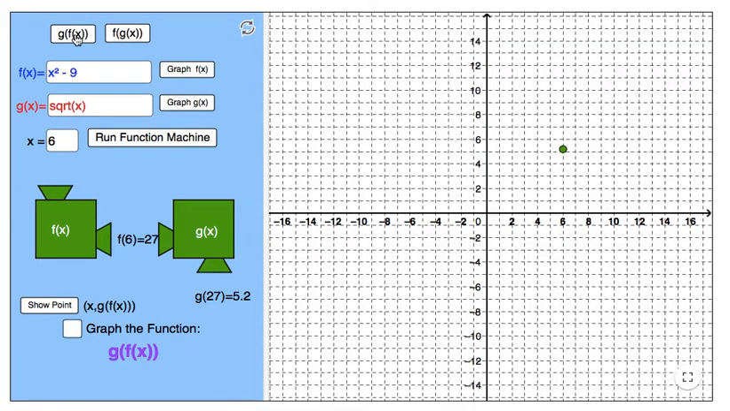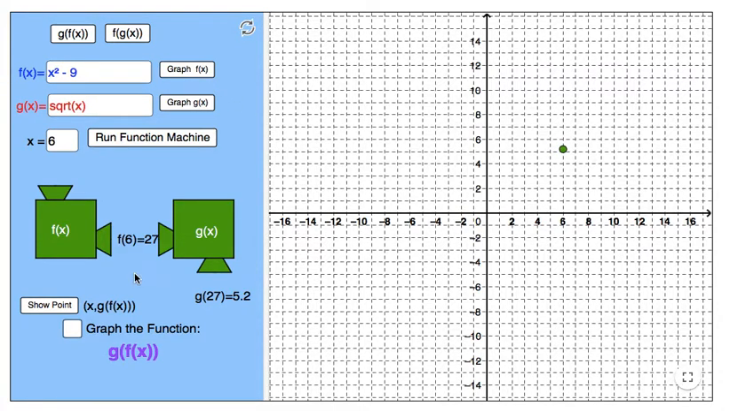So the inside function is f. The outside function is g. So it's going to run through the f function first. So I'll run it again. It's going to run through the f function first. The output is going to be 27, and then it's going to go through the g function, and output 5.2, and I get a point there.